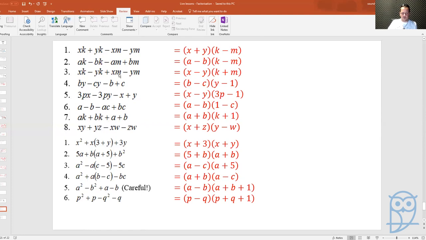Luckily these ones weren't too bad. You just have to watch out for some of the signs. Here you take out a minus to make an a minus b. Here you take out a minus to make an x minus y. Here you take out a minus to make a b minus c, etc. And then for these ones, you just had to distribute the x in, but then you would still group the first and the second, the third and the fourth.